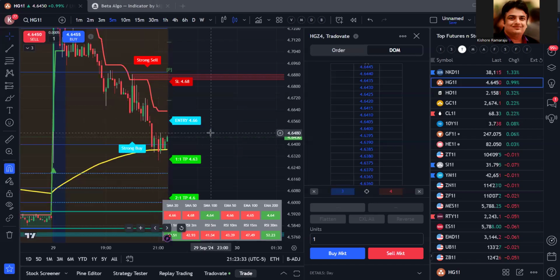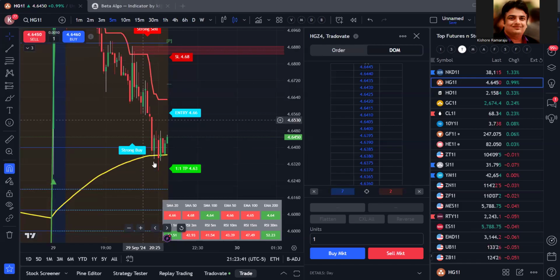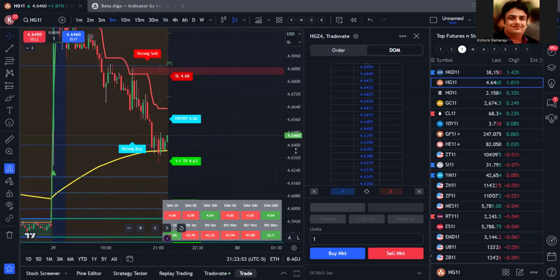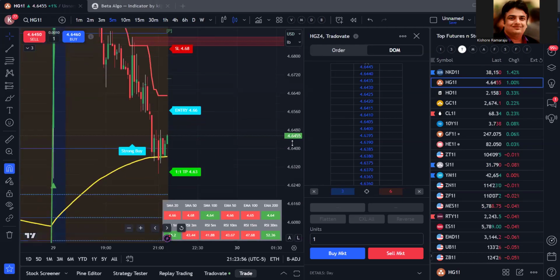Waiting for buy signal here. CL should move up. Copper, heating oil, all these things should move up. So if we get a buy signal, we can go long. On CL, I took a little risk because overall it is in a range. Copper also we can, but just waiting for the buy signal.